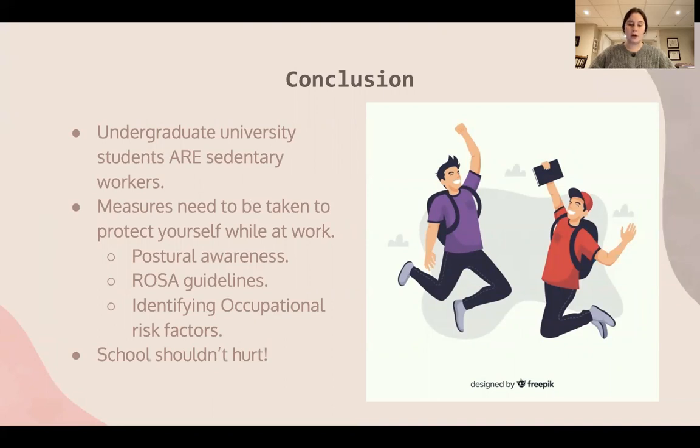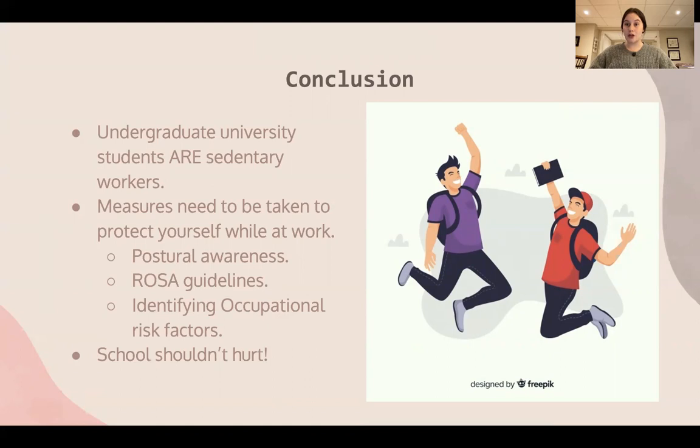The most important things I want you to remember is that you are a worker, and the sedentary nature of your occupation, if treated incorrectly, can lead to some undesirable consequences, as we talked about. However, having postural awareness, using the ROSA guidelines, and keeping your eye out for occupational risk factors will help you a lot when you're working.